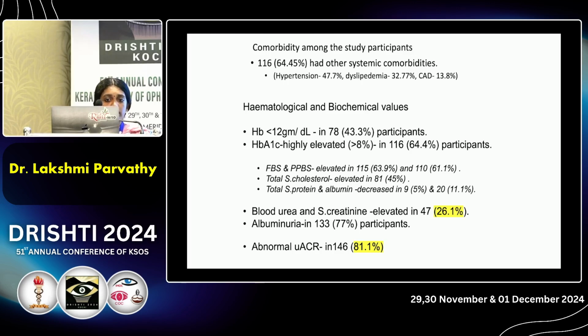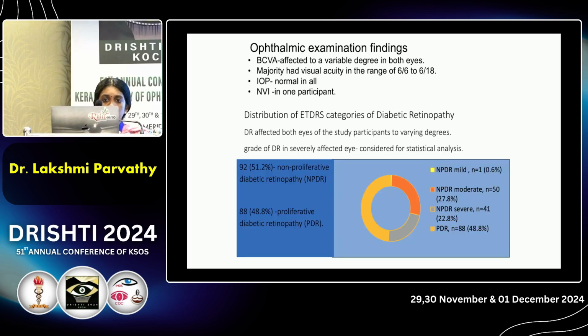Hematological examination revealed anemia in 43.3% of the cases. HbA1c was highly elevated in 64.4% of the participants. Elevated blood urea and serum creatinine was seen in 26.1%, and albuminuria was seen in 77 participants. Abnormal UACR was seen in 81.1%. Coming to ophthalmic examination findings, best corrected visual acuity was affected to a variable degree in both eyes. Majority had visual acuity in the range of 6/6 to 6/60. IOP was normal in all participants, and NVI was present in one participant.